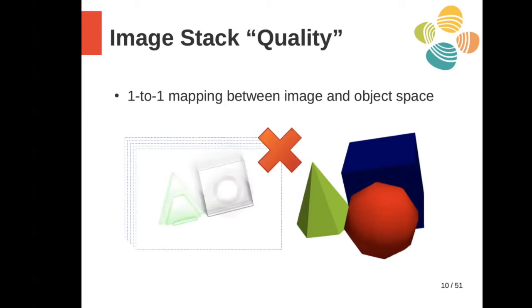An example where this wouldn't be very good is if we got bleed or blur through from different levels, where you could see a little bit of the front sphere, maybe a bit of the back of the front sphere, but also a bit of the front of the cube at the same time. That would not be good.